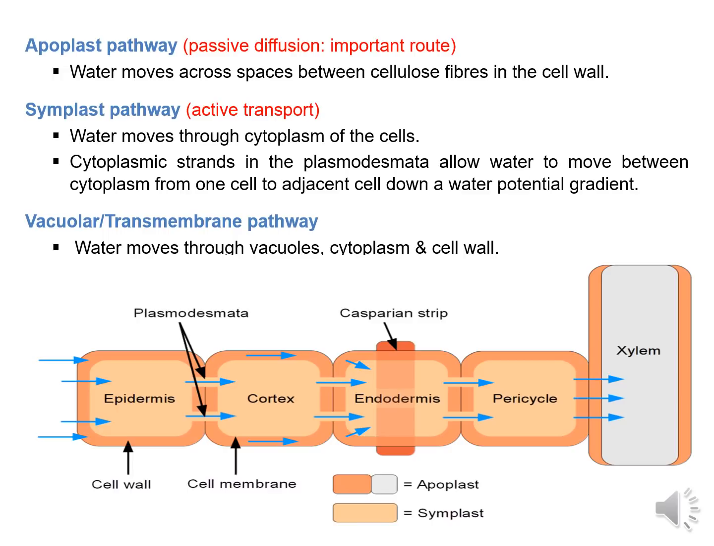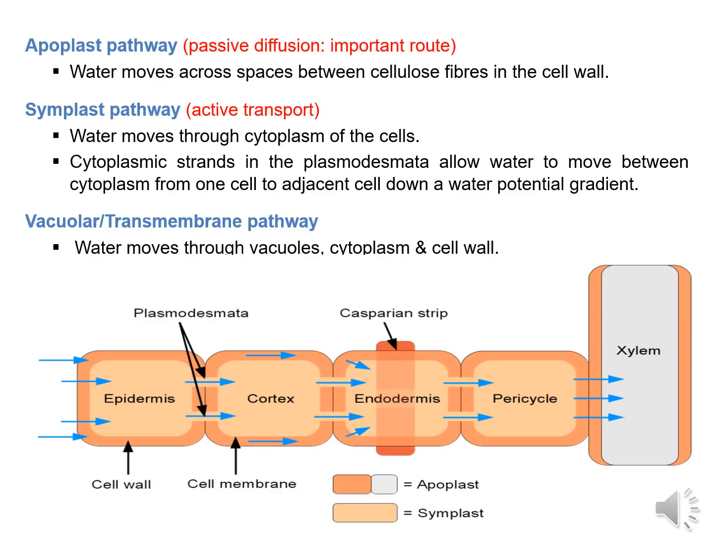In the apoplast pathway, they involve passive diffusion. In the symplast pathway, they involve active transport. And we know the apoplast pathway is the most important route to transport water and dissolved mineral ions. This is because it is the easiest, the simplest, and the fastest way. Water moves across spaces between cellulose fibers in the cell wall. We know the apoplast pathway involves water movement across spaces between cellulose in the cell wall.